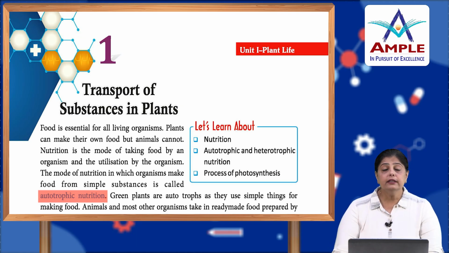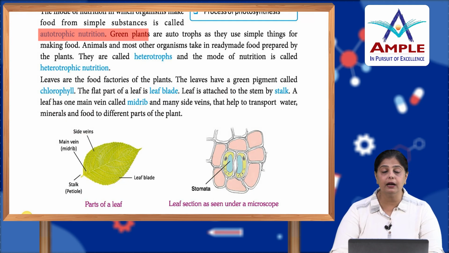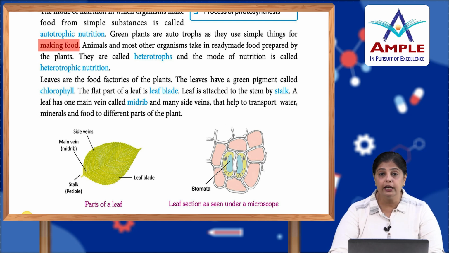Now, when the plants take simple substances and prepare food, then it is called autotrophic nutrition. That means the mode of nutrition in which the organism, that is a living being, makes food from simple substances is called autotrophic nutrition. Now green plants, they are autotrophs. And why are they autotrophs? Because they use simple things for making food. And we all know what are the simple things that the plants use. They use sunlight, they use air, they use water.